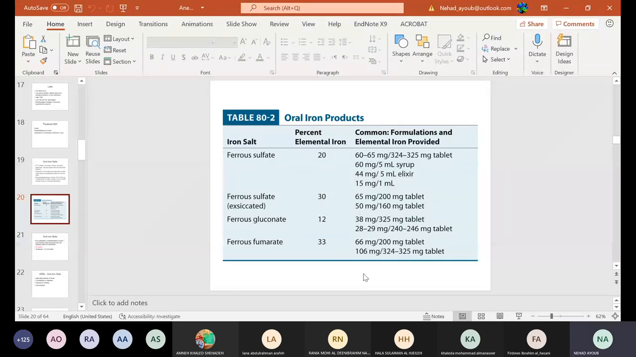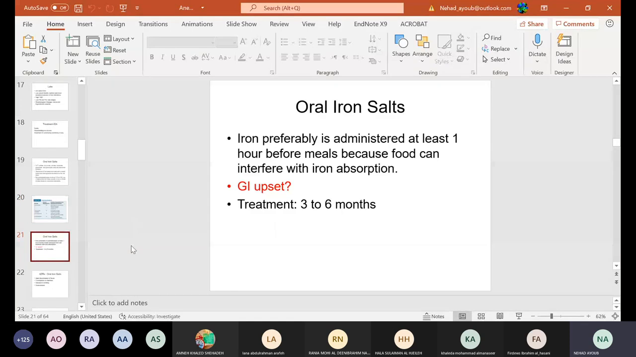Now the administration technique itself, how should we use oral iron? The recommendation is to use the treatment on an empty stomach, no food. Why? Because food can decrease absorption. Sometimes food might contain items that can chelate with iron and impair its oral bioavailability or absorption. So the advice to the patient is to take your iron on an empty stomach at least 1 hour before the meal to enhance the absorption.